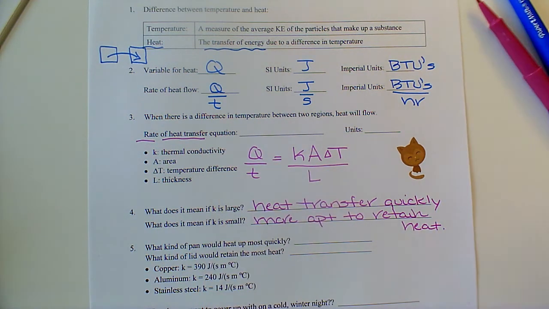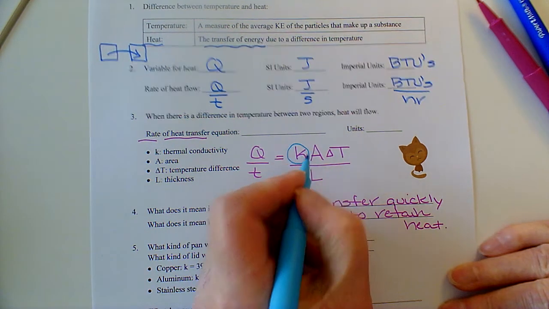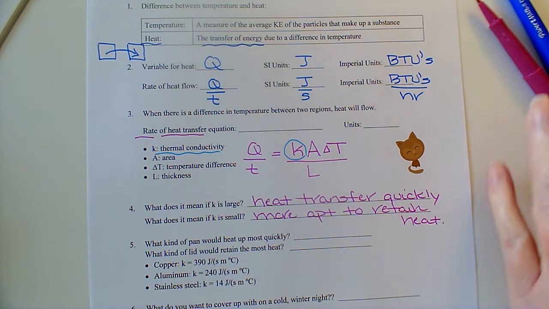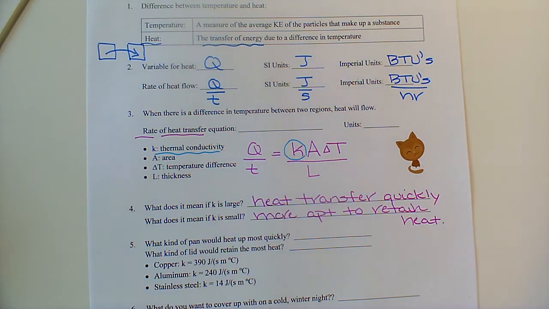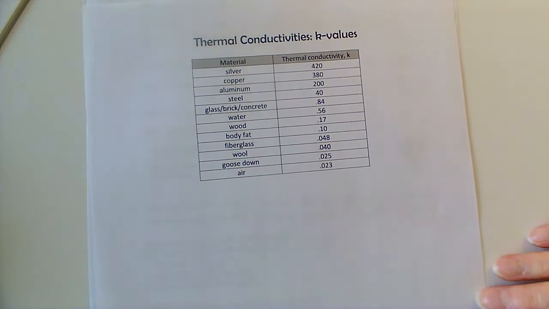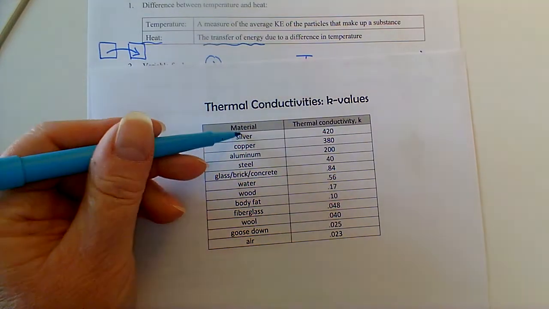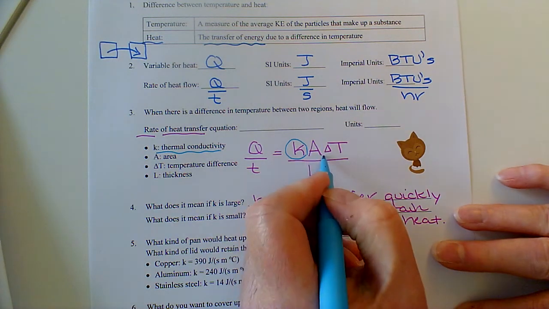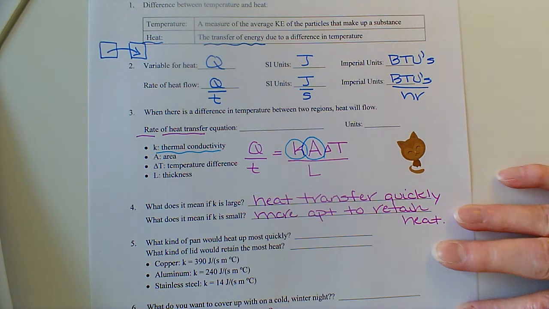K is going to be like some sort of constant. And K stands for thermal conductivity, and it depends on the substance. So on page 3 of the notes here, you'll notice that different substances have different K values. So you're going to have to look up the K values. A stands for the area.